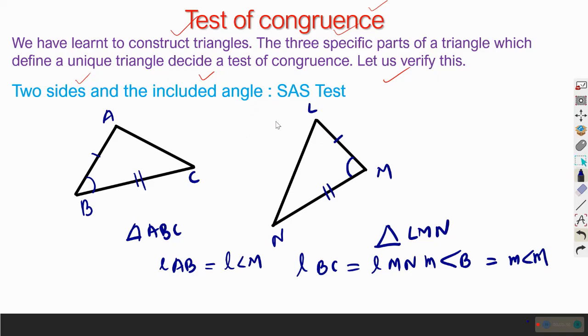That means two sides and the included angle of these two triangles, triangle ABC and triangle LMN, if congruent, if they overlap each other, if one fits over the other, then we would say that triangle ABC is congruent with triangle LMN.